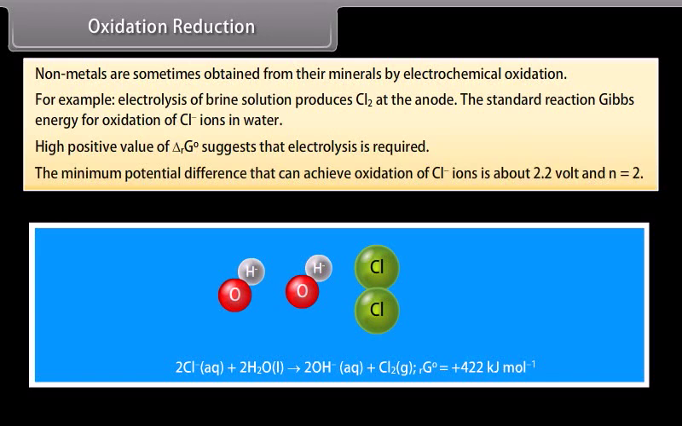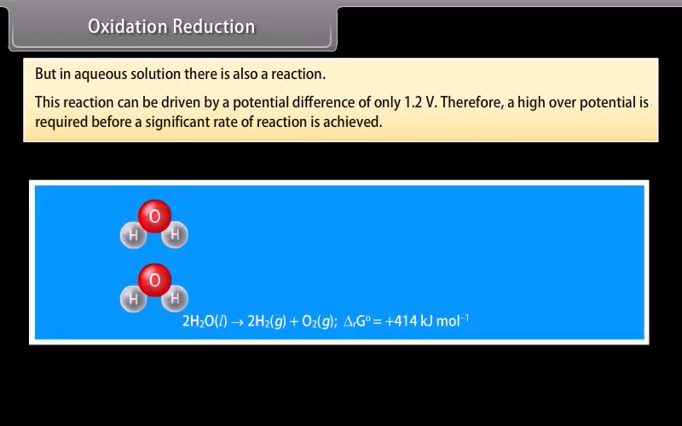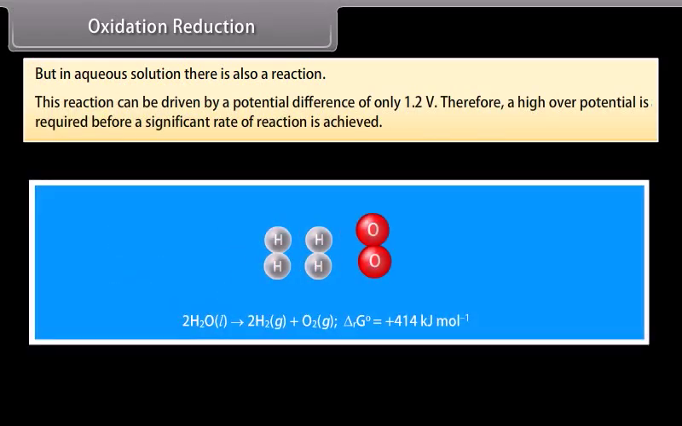The minimum potential difference that can achieve oxidation of Cl⁻ ions is about 2.2 volt and n is equal to 2. But in aqueous solution there is also another reaction. This reaction can be driven by a potential difference of only 1.2 volt. Therefore, a high overall potential is required before a significant rate of reaction is achieved.